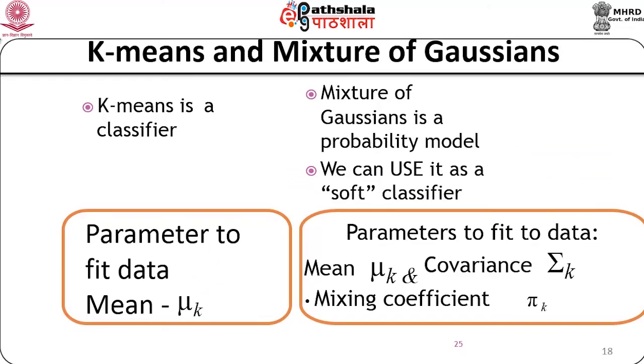So, now let us try to connect K-means and mixture of Gaussians. K-means is a classifier and mixture of Gaussians is a probability model. So, we can use it to develop a soft classifier. We want parameters to fit the data: the mean, that is mu k, the covariance and the mixing coefficient. These are the 3 parameters of the model. Now, we are talking about the model. In the simple case of K-means as a classifier, we used only the mean. Here we are going to use the mean, the covariance or variance, and the mixing coefficient.